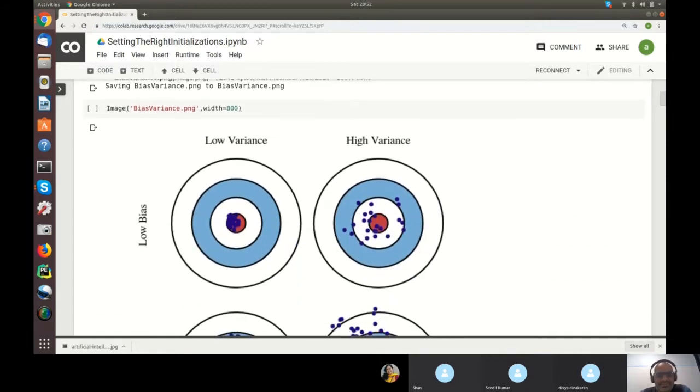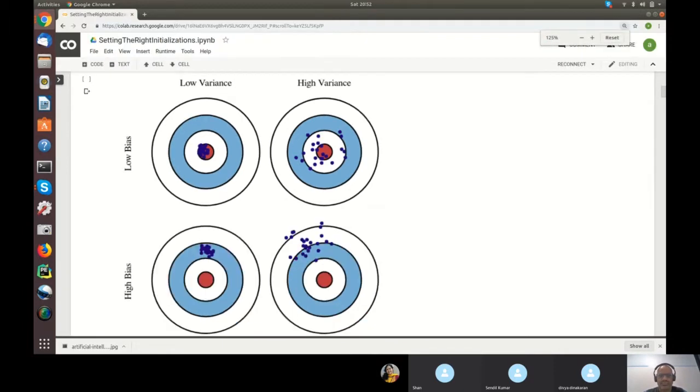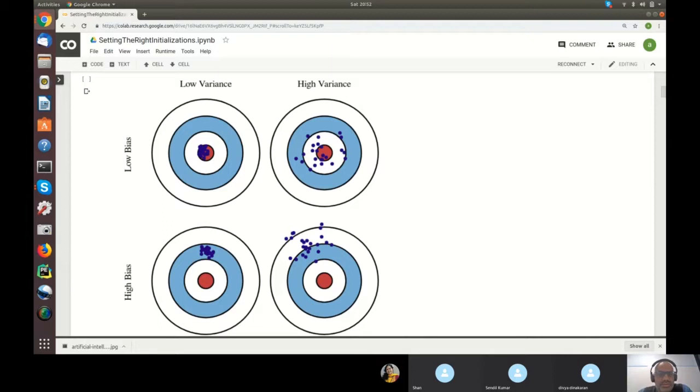Okay, so this is a very interesting picture that shows the idea of bias versus variance. So let's say you're trying to hit a target. And in this case, the target is the red dot in the middle. On the x-axis, on the left, we have low variance. On the right, we have high variance. And on the y-axis, lower is high bias and upper is low bias.